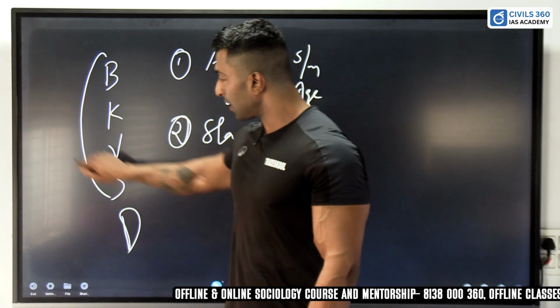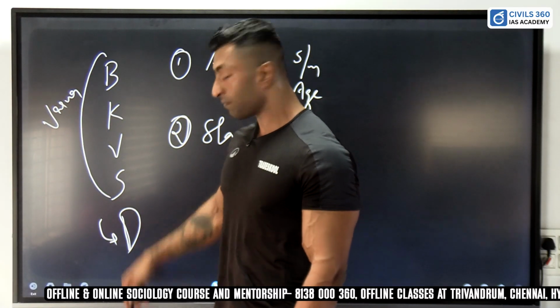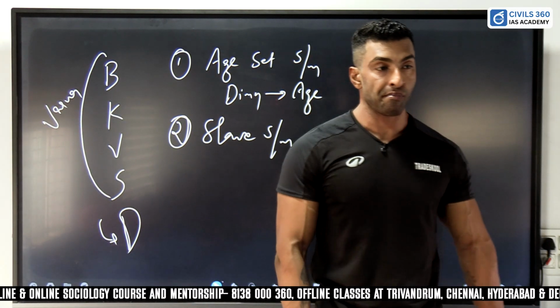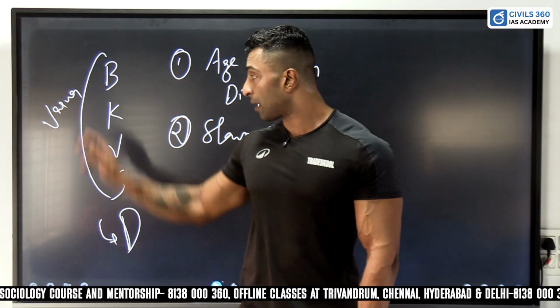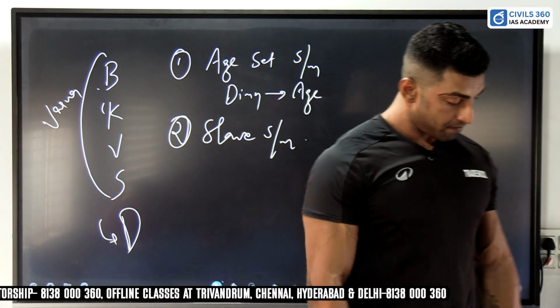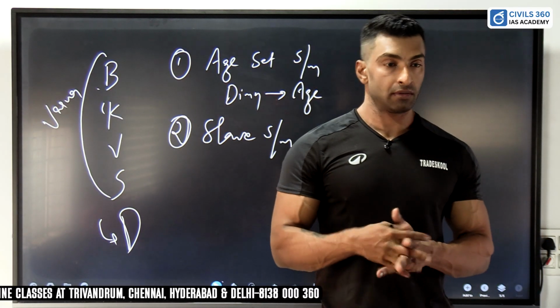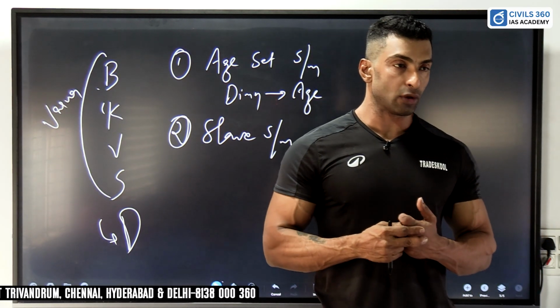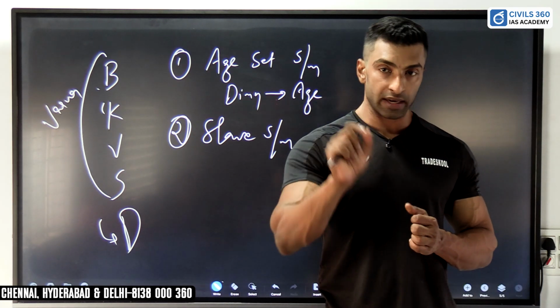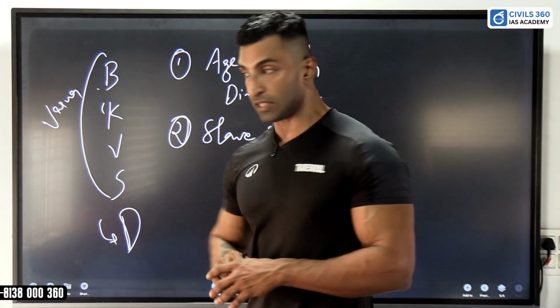These are part of Varna structure. And this is Avarna. Brahmin, Kshatriya, Vaishya, Shudra, Dalit. Okay. Open or closed? Closed. But right, theoretically closed. But some avenues of social mobility are present.